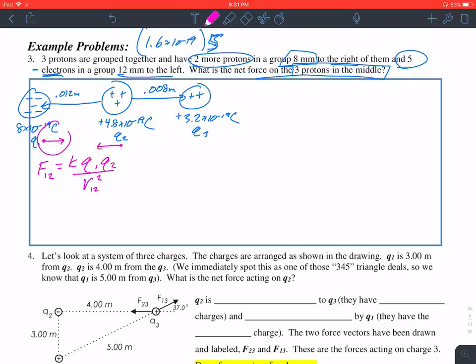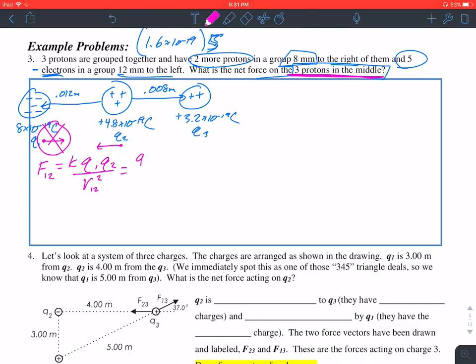Now, we really don't care about this force because we only want to know the force on the middle 3 protons. Those forces are the same, so we're really going to find both of them, but we only care about that force on Q2, which is pulling to the left.